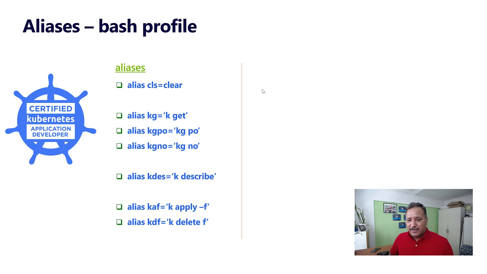Then kdescribe, because you will have situations where you will have to find out about resources. So I had the describe alias there. And finally, two aliases, one for applying the manifest files and the other one for delete.